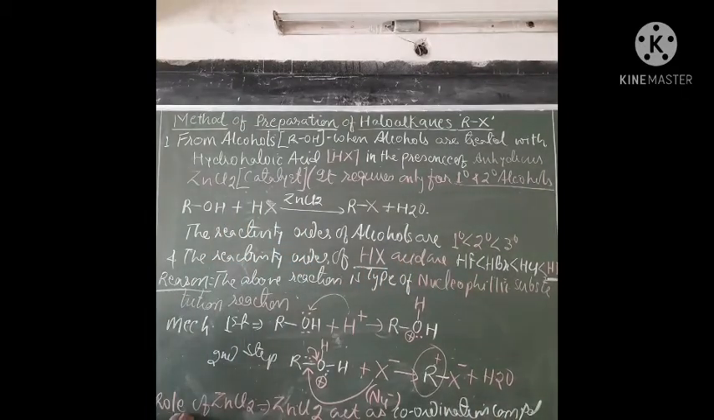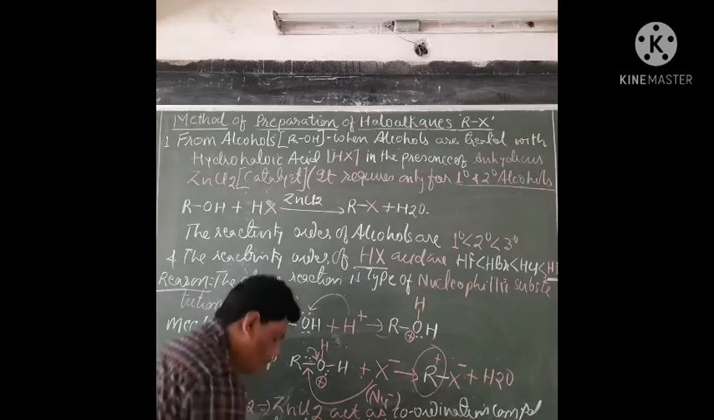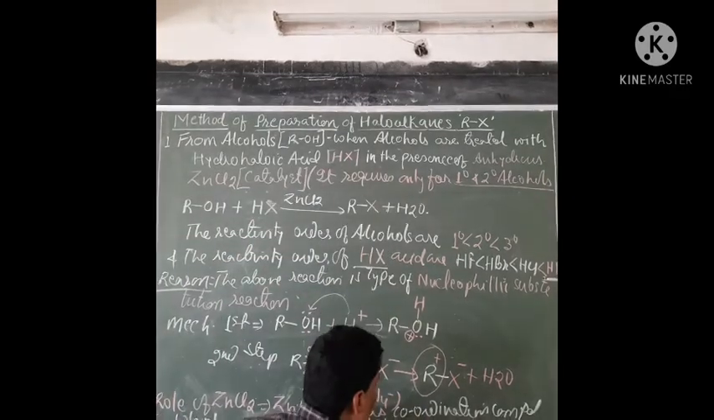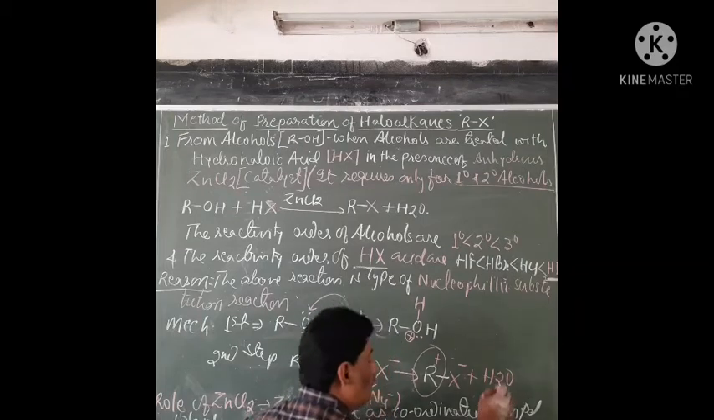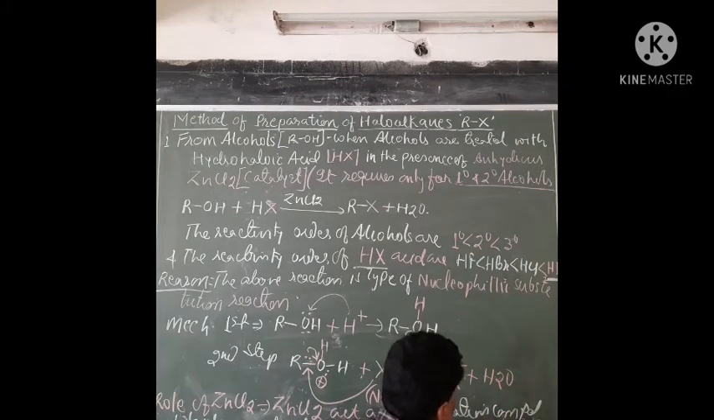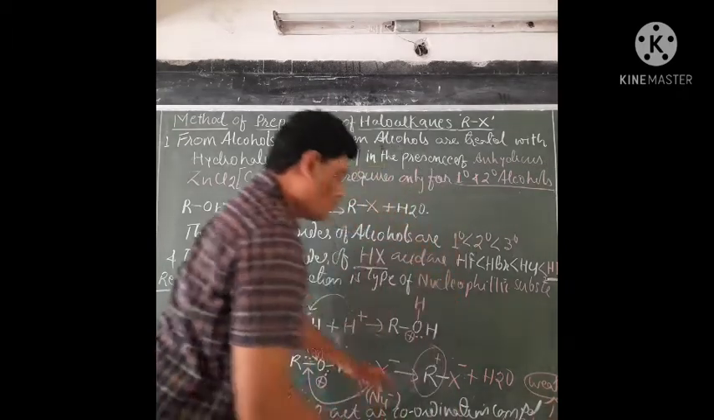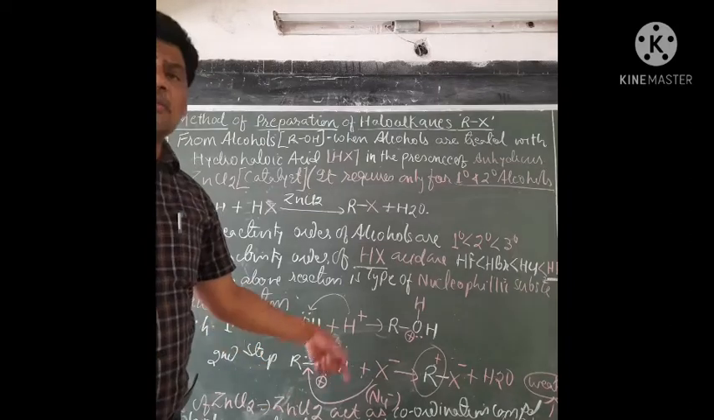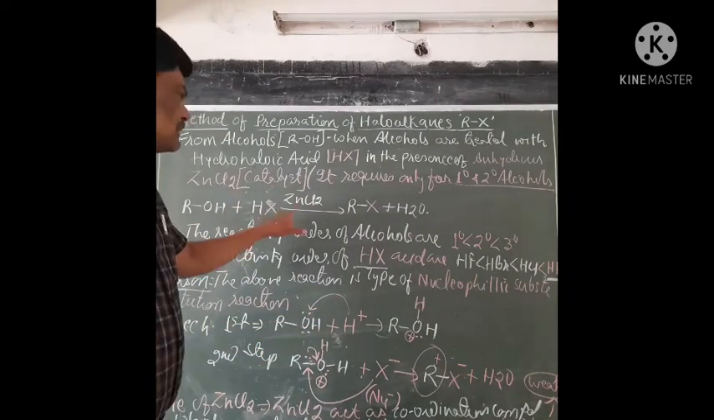Which donates, which you can call it what? Coordinates, which coordinates with what? Oxygen of OH. Oxygen of OH. So the C-OH bond becomes weak. This bond becomes what? Weak. And therefore, the cleavage of the C-OH bond becomes very easy. This is the role of ZnCl2.